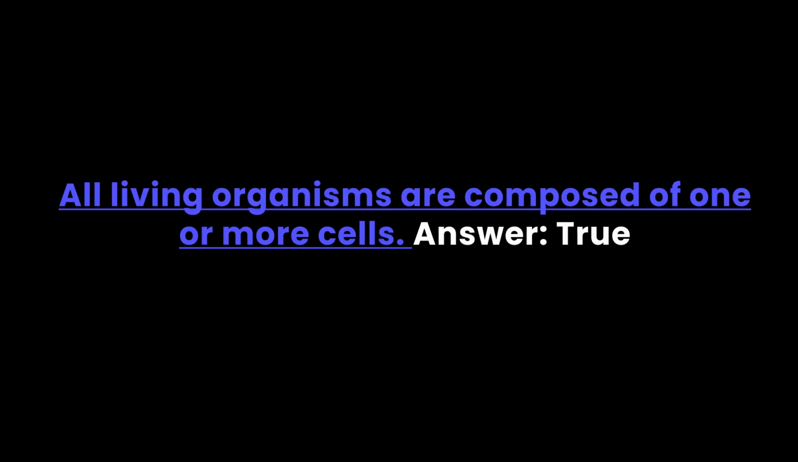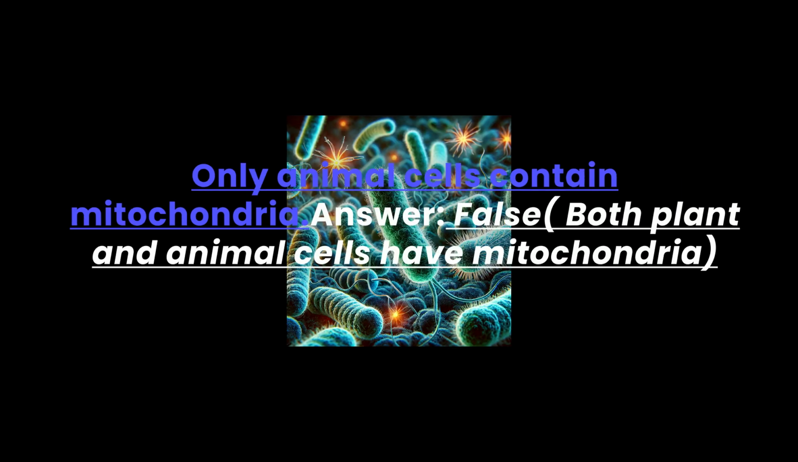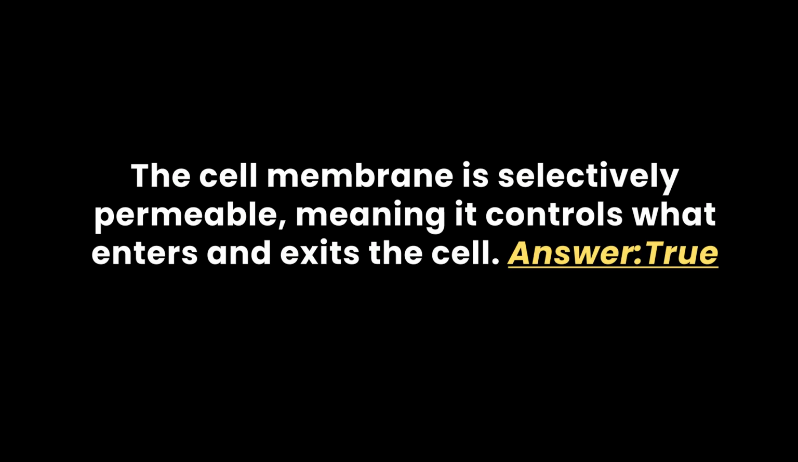All living organisms are composed of one or more cells. Answer: true. Only animal cells contain mitochondria. Answer: false. Both plant and animal cells have mitochondria. The cell membrane is selectively permeable, meaning it controls what enters and exits the cell.